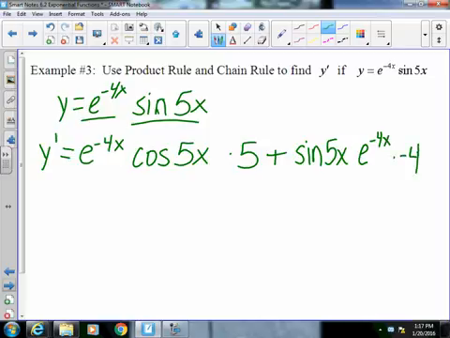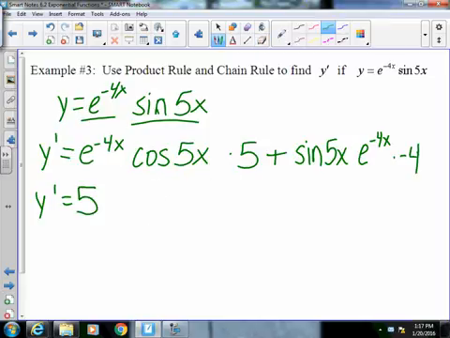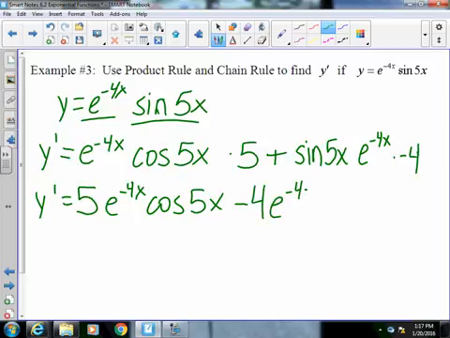So if I write this a little bit nicer, cosine of 5x e to the negative 4x, and actually, that's not typically how they write them. Typically it's constant, e, trig function. So e to the negative 4x cosine of 5x minus 4 e to the negative 4x sine of 5x.